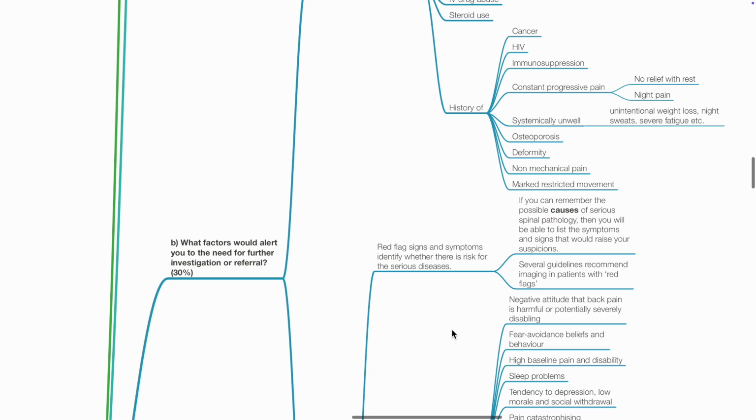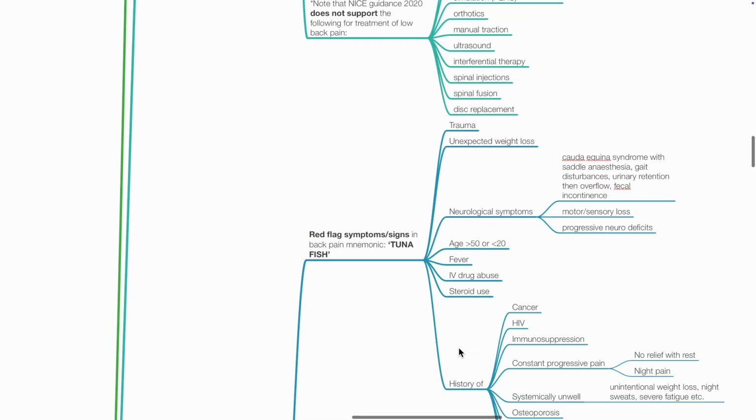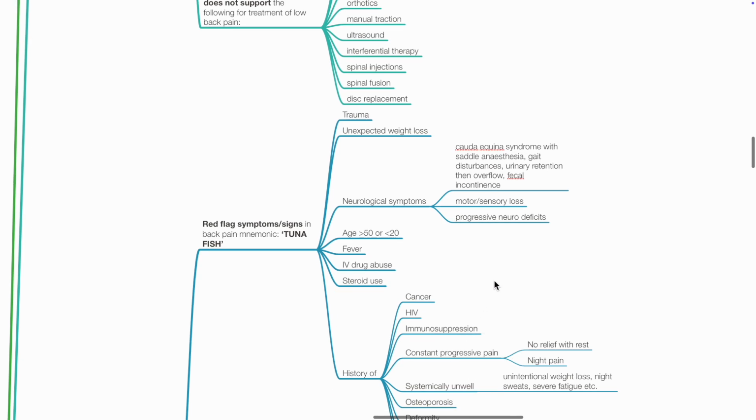B. What factors would alert you to the need for further investigation or referral? This includes the red flag symptoms or signs. The mnemonic is tuna fish, T for trauma, U for unexpected weight loss, N for neurological symptoms.